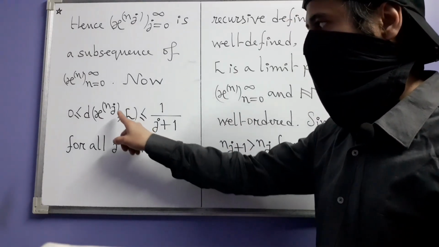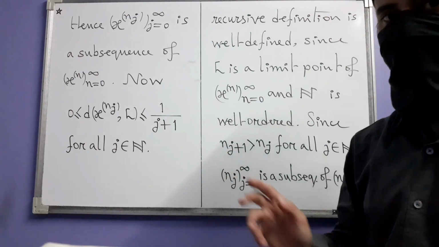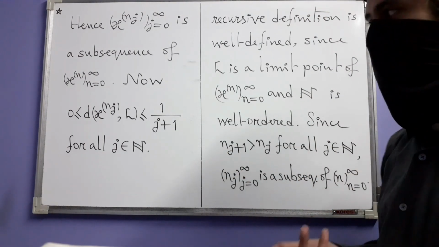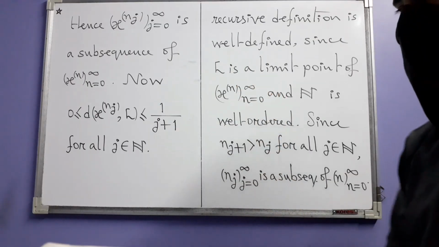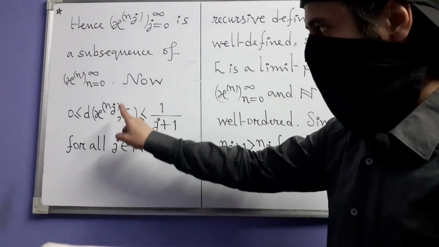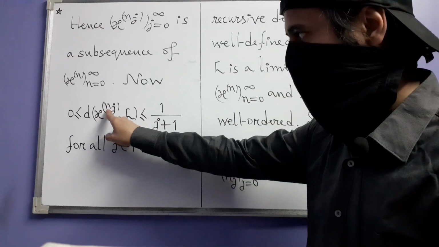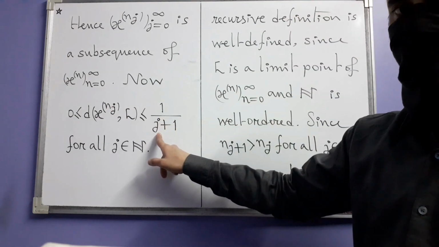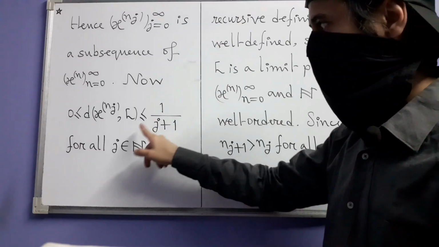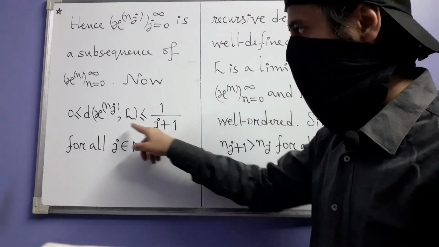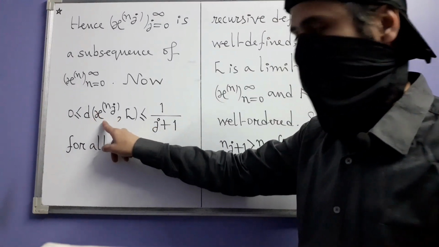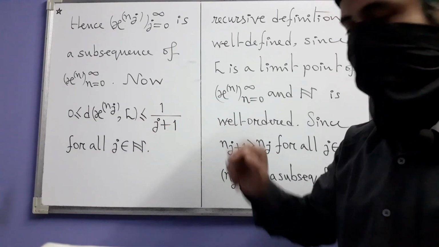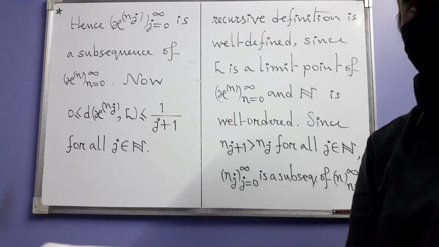However, what will happen if I take j equal to 0? Will things work? Yes, they need to, because otherwise my definition will be useless. What happens if I put n0 here? Then I should also put 0 here, right? That means in that case the inequality will become distance between x n0 and L is less than or equal to 1. Yes, that is true.